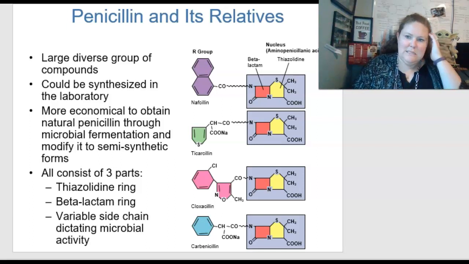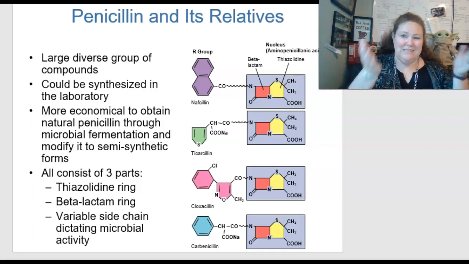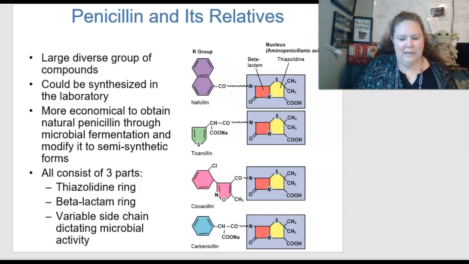So we make it naturally, and then we can modify it and it becomes semi-synthetic, right? And these all consist of 3 different parts: your thiazolidine ring, your beta-lactam ring, and also your variable side chain activity. The closest figure I can see to this is figure 12.7, which shows the chemical structure and function of semi-synthetic penicillins.